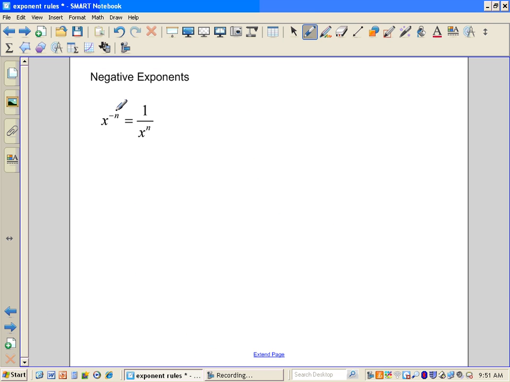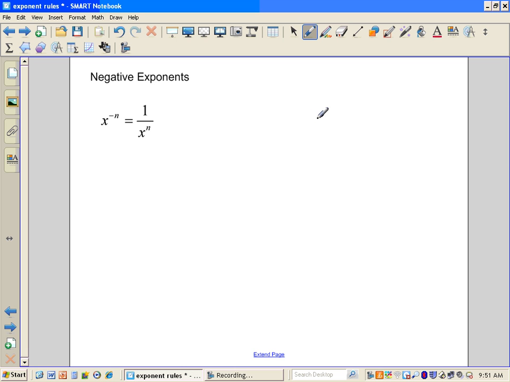Negative exponents. When you have a negative exponent, we've talked about this a little bit, it means that you're going to make it into a fraction and put the base and the exponent in the bottom of the fraction and make the exponent now positive.